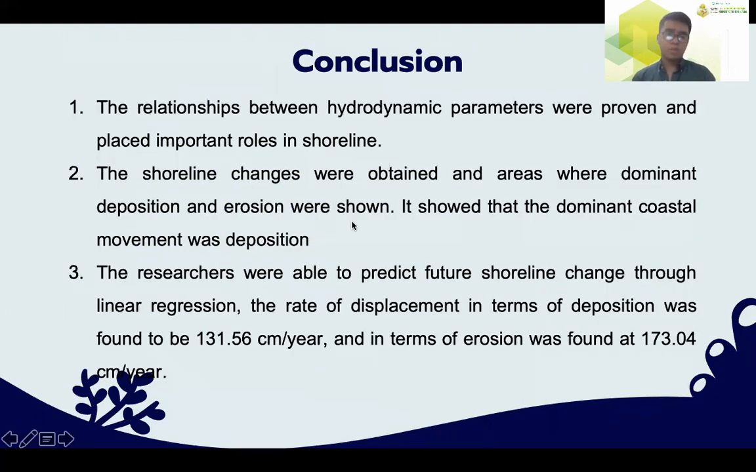As for the conclusion, we answered our specific objectives. So we saw the relationship between hydrodynamic parameters. We were able to prove it and saw the importance of those roles in shoreline change. Second, the shoreline changes were obtained, and we saw which areas were dominant in deposition and erosion. And overall, we saw that the dominant coastal movement was deposition throughout the years. Lastly, we, the researchers, were able to predict the future shoreline change through linear regression, with data in terms of deposition of around 131.56 centimeters per year, and in terms of erosion, around 173.04 centimeters per year.